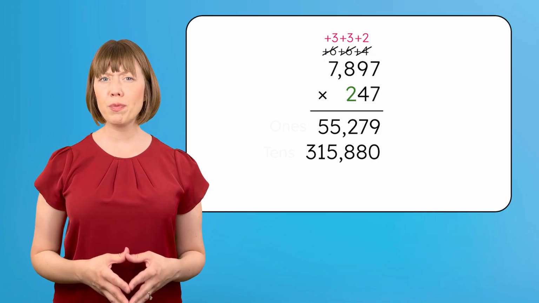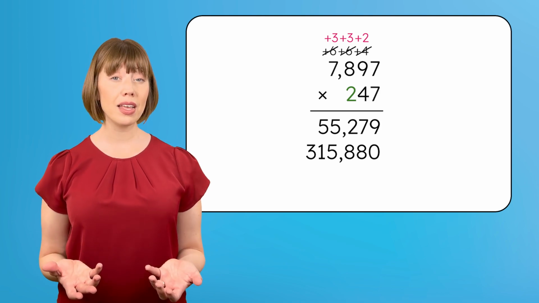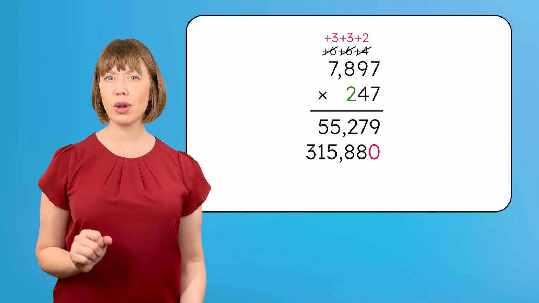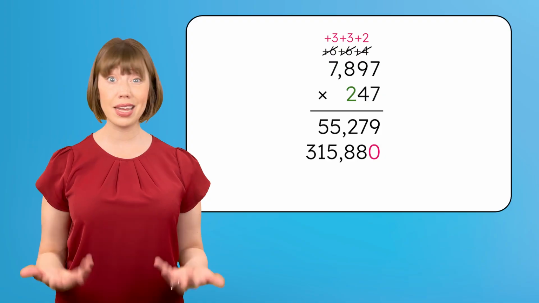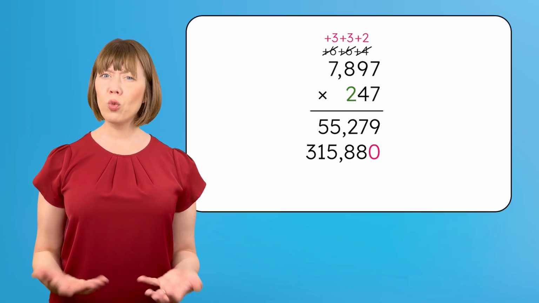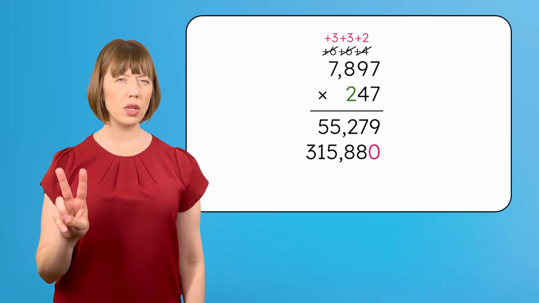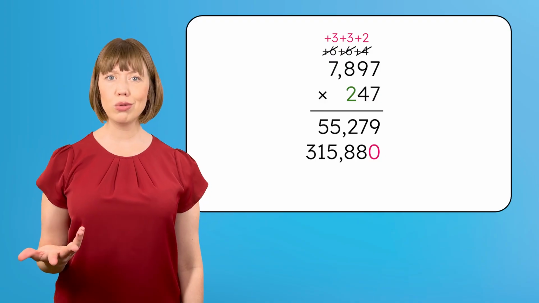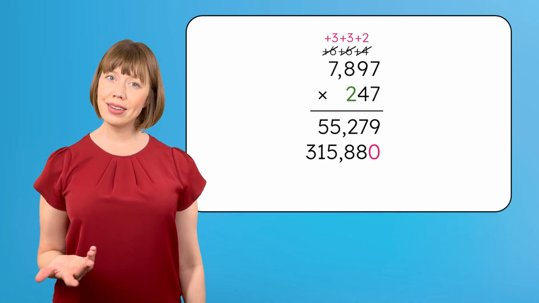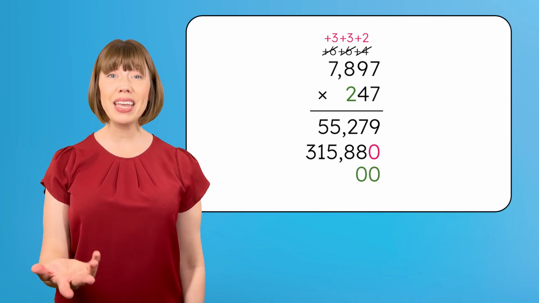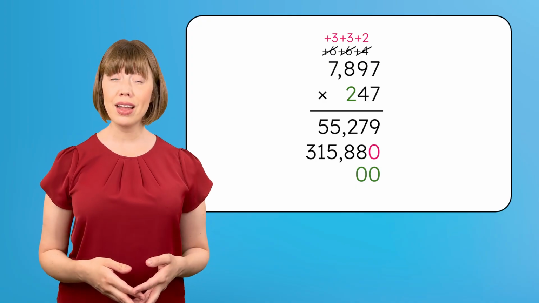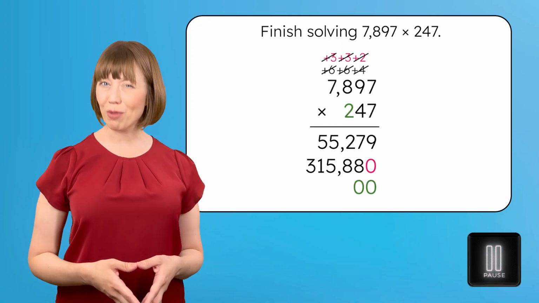When we multiplied by the 4 in the tens place, we added a 0 to make the partial product 10 times greater. Now we're multiplying by a 2 in the hundreds place. So how many zeros do we add? 2 to make it 100 times greater. Pause to finish solving the problem.